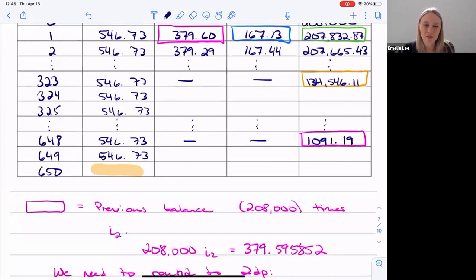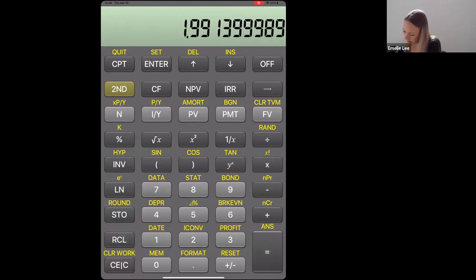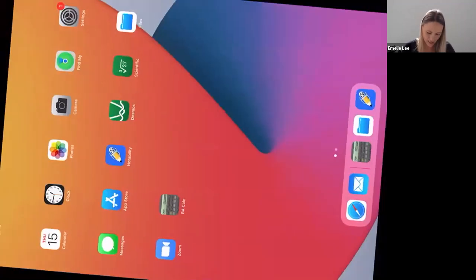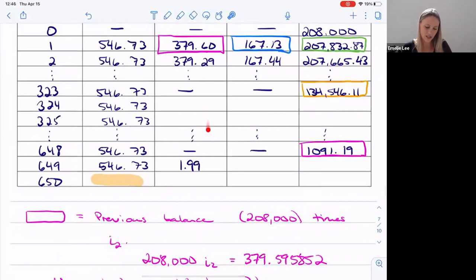Okay. How do we find the amount of interest? Well, we take this previous balance times I2, right? So I'm just going to do 1091.19 times, oh, I don't have it on that calculator, so I may as well go in here. 1091.19 times recall I, 1.99139999, rounded properly, $1.99. It's on sale, $1.99. So now notice, as we progress, the amount of interest that you're paying decreases, right? Things have shifted, and of this amount that you're paying, $546.73, only $1.99 has to go towards paying off interest. The rest is chipping away at your balance.